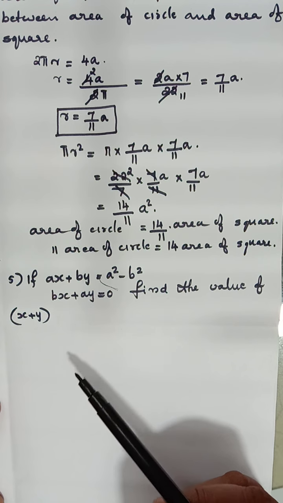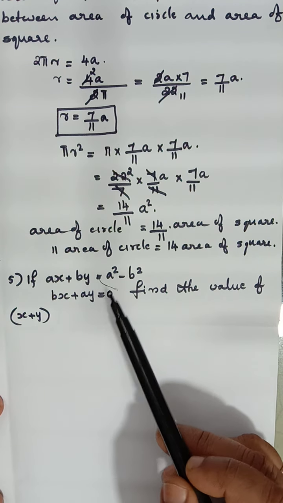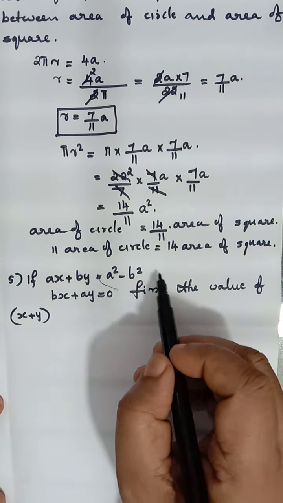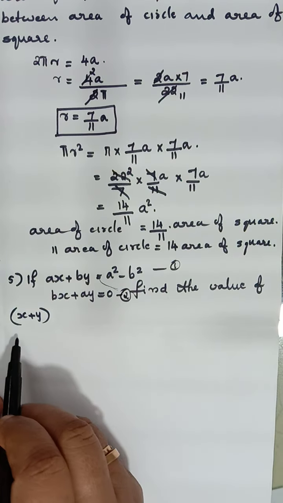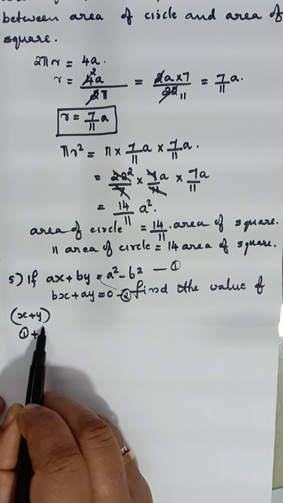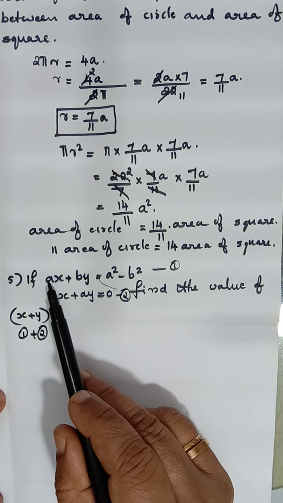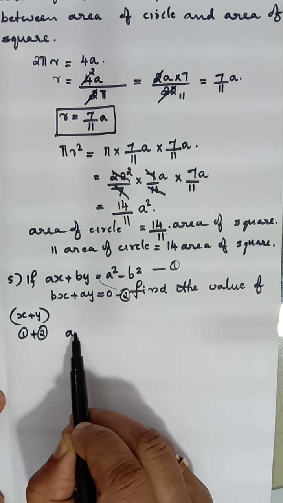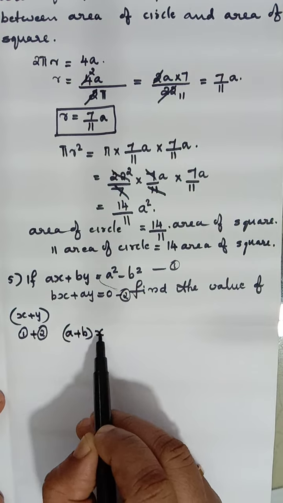In such a case, it is better to add the first equation and the second equation. Equation number 1 and equation number 2 we are adding. So first equation, let us mark it, and this is our second equation. Adding 1 and 2, we have to add these two equations. Both have x, so a plus b into x. Ax plus bx means a plus b into x.